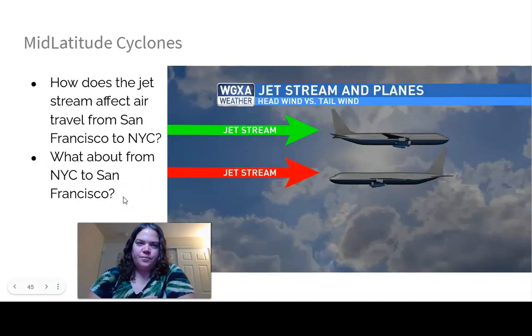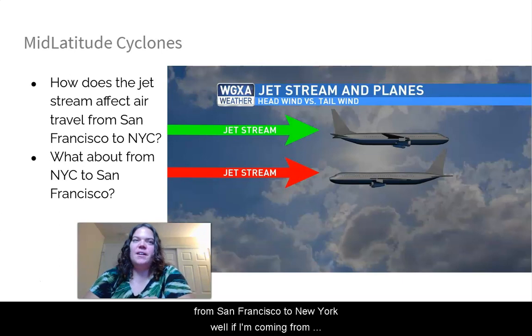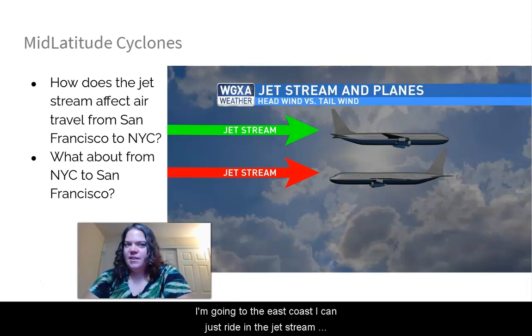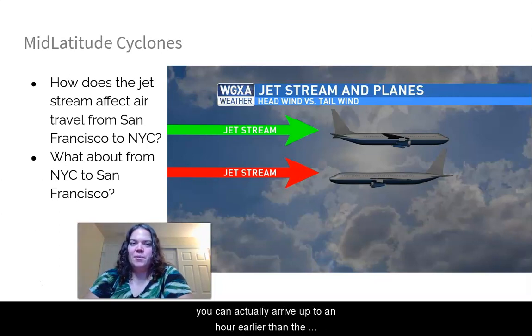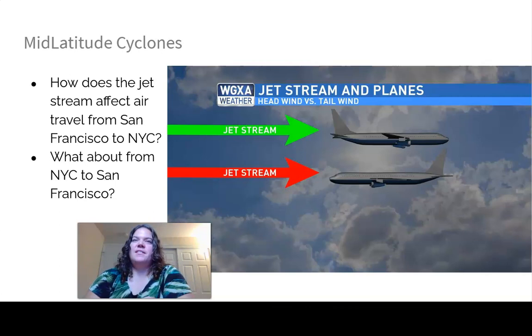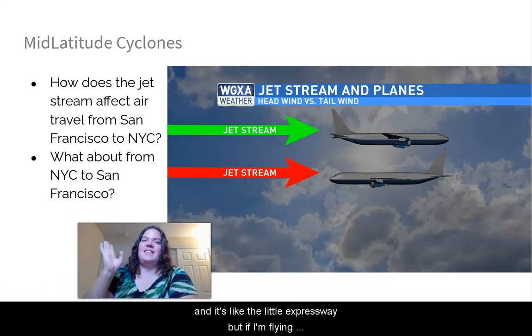So, I asked you in class, how does the jet stream affect air travel from San Francisco to New York? Well, if I'm coming from the West Coast and going to the East Coast, I can just ride in the jet stream. You can actually arrive up to an hour earlier than the forecasted time by the airline. I know because it happened to me. That's called a tailwind. It helps the plane. That's why there's a green arrow. It's like the little expressway.